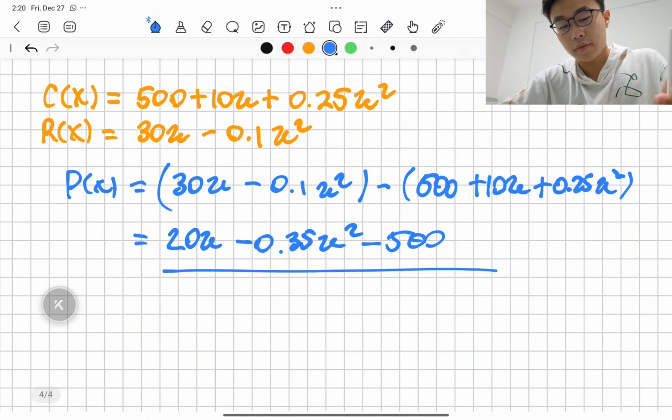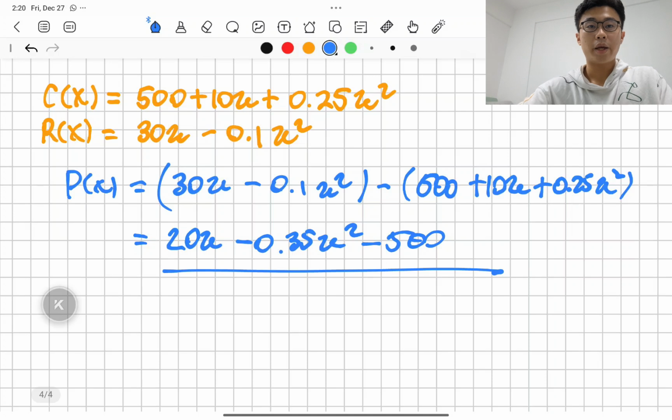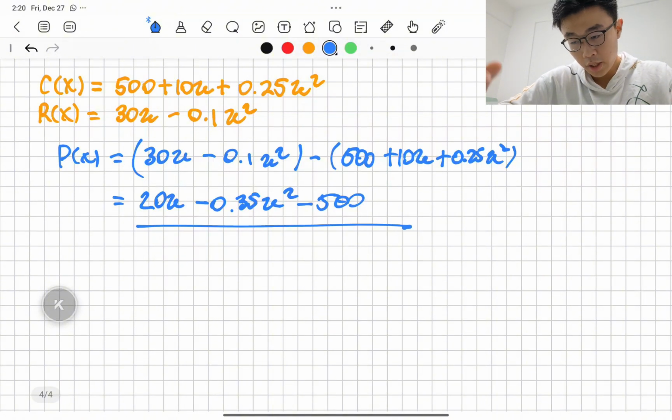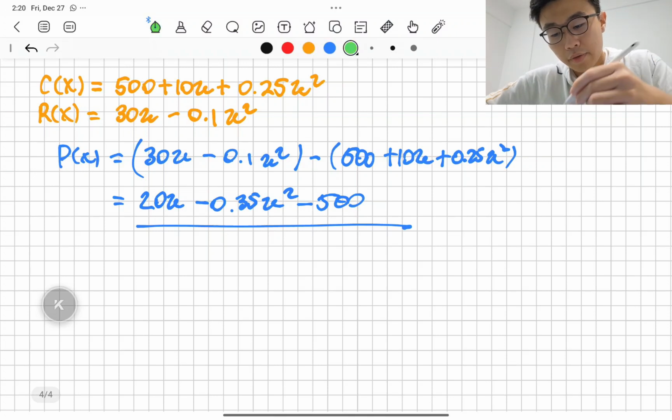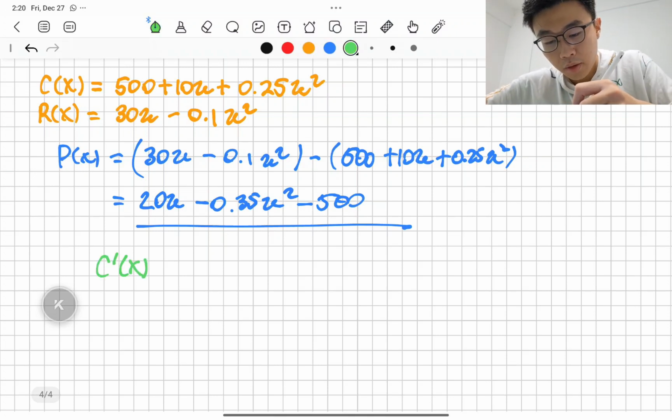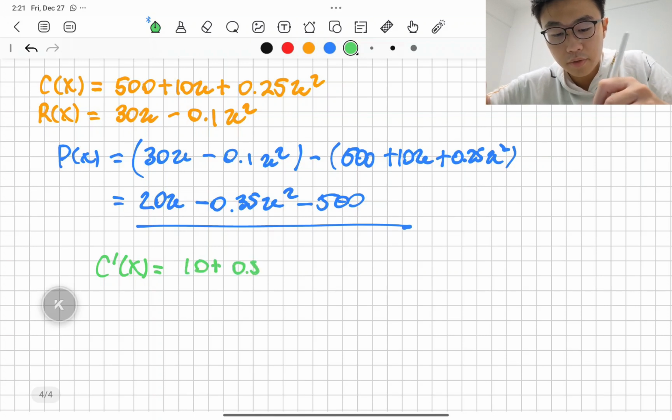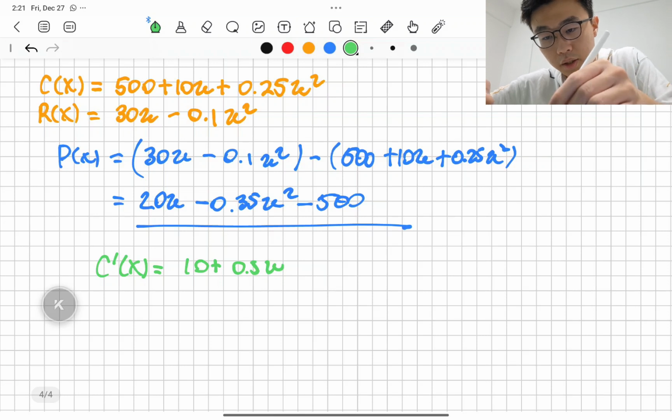This is our profit function. This is just to make it simpler for us in the next question, where we are told to find the marginal cost, the marginal revenue, and the marginal profit. So the marginal cost is just the derivative of C(x), which is 10 plus 0.5x. This is the marginal cost.